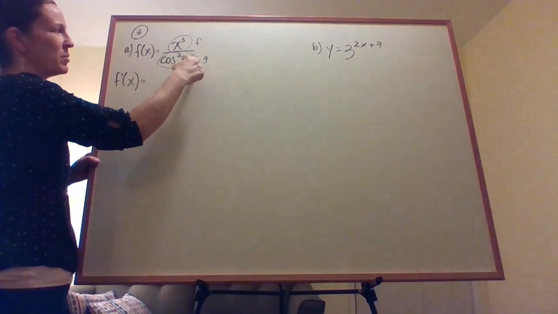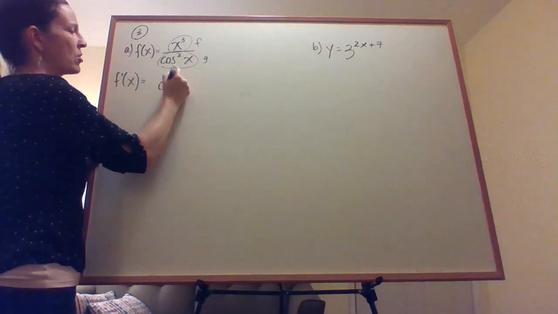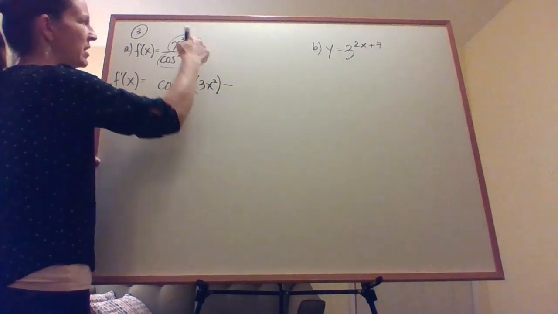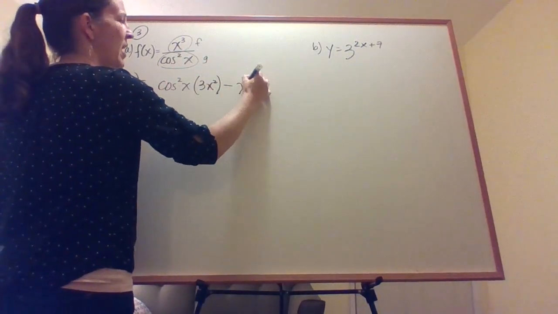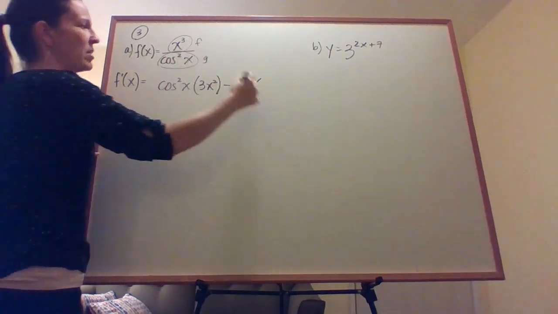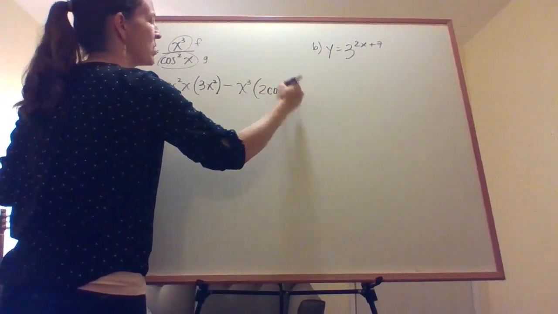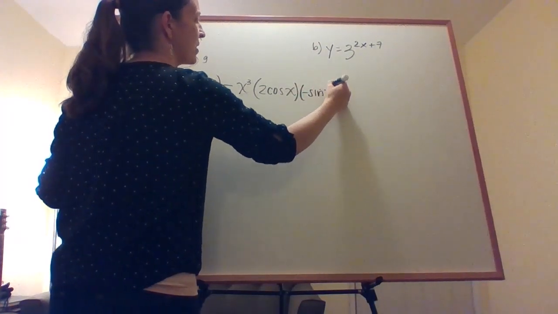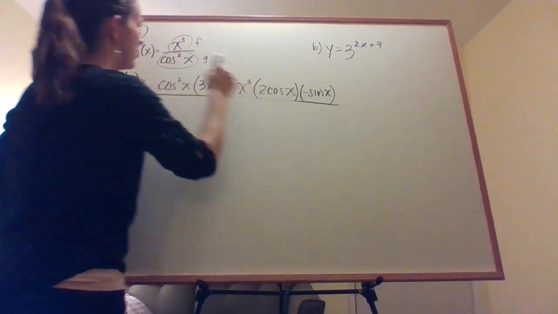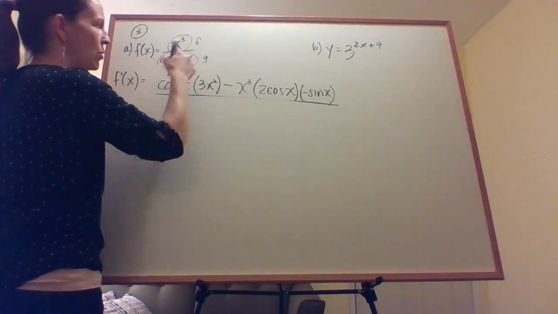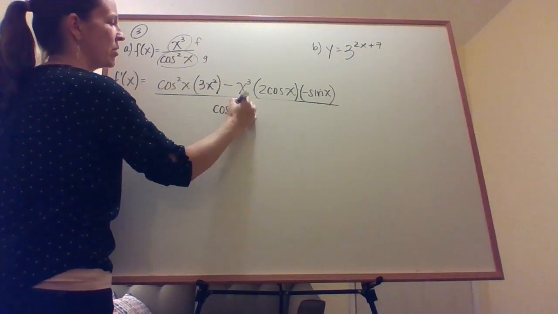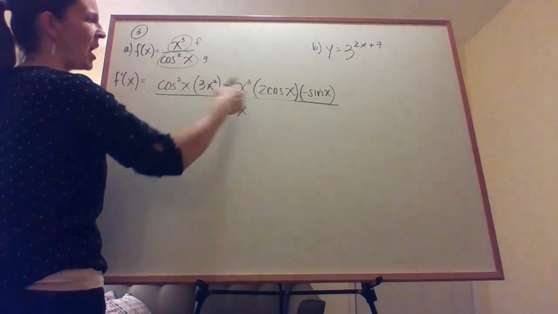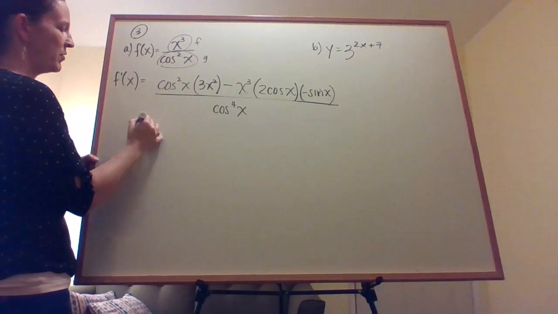So the derivative is going to be g times f prime. That's cosine squared x times 3x squared minus f times g prime. X cubed, cosine squared is going to be 2 times cosine times the derivative of cosine, which is negative sine x. And all of that is going to be over g squared, so cosine squared squared, or cosine to the 4th.